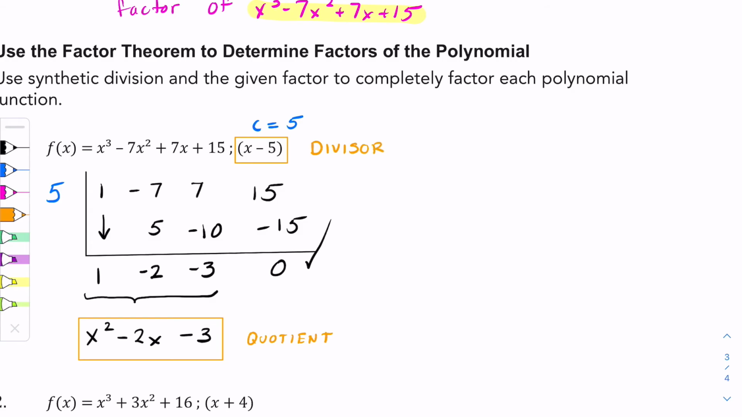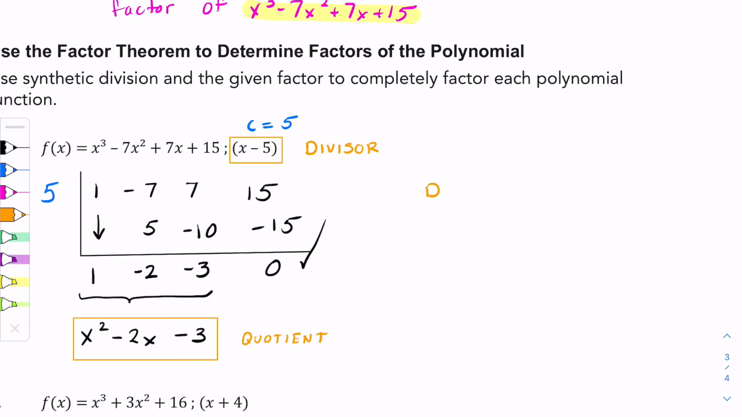we can write an expression that states the divisor times the quotient equals the dividend. I'm not going to write that out, but it equals the dividend. And then underneath this, I'm going to write that our divisor is x minus 5, and our quotient is x squared minus 2x minus 3.